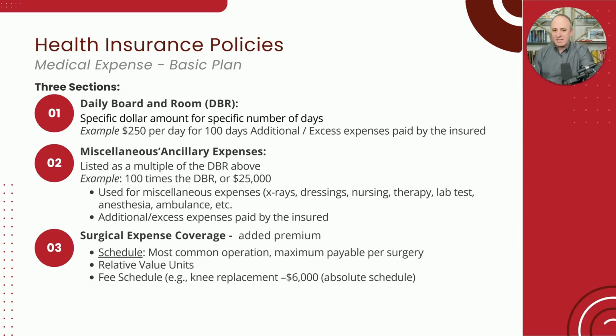Then you've got the miscellaneous expenses. This would be used for other things: the x-rays, dressing, every time they give you that $35 aspirin when you're in the hospital, ambulance rides, anesthesia, and then some other additional expenses that might be paid by the insured. And then surgical expense covers the cost of, typically, the doctor, the surgery itself, maybe the nurses that assist, the operating room, that kind of thing.